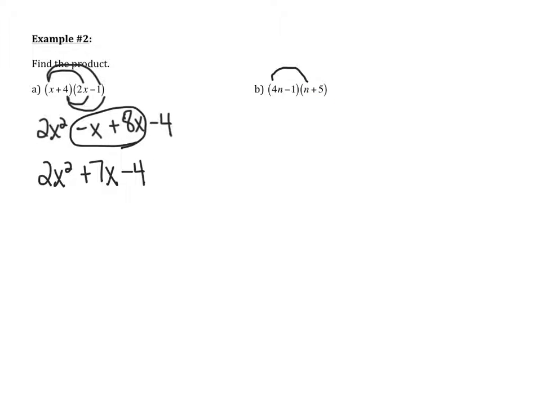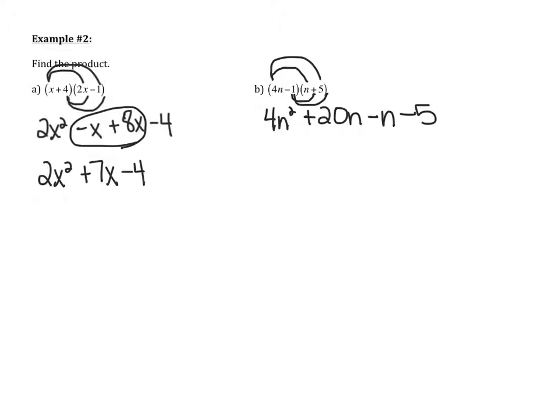4n times n would be 4n squared. N times n is n squared. 4n times 5, that would be 20n. Just take the 4 times the 5. And then now I'm going to take the negative 1 times the n. So that would be negative 1n, or just negative n. And then negative 1 times 5, that would be minus 5.